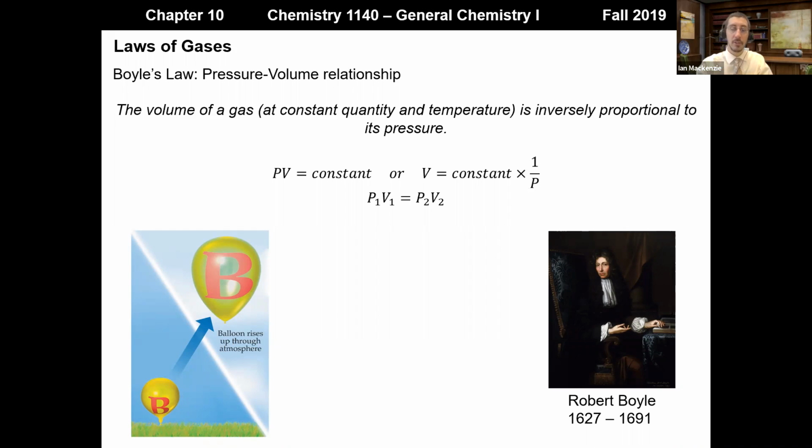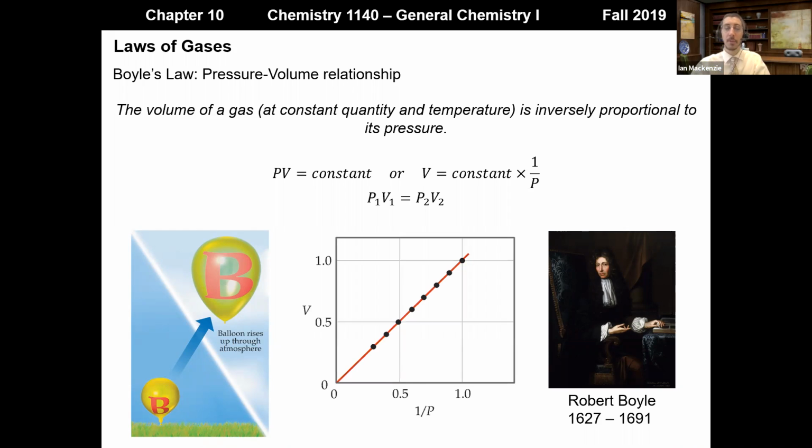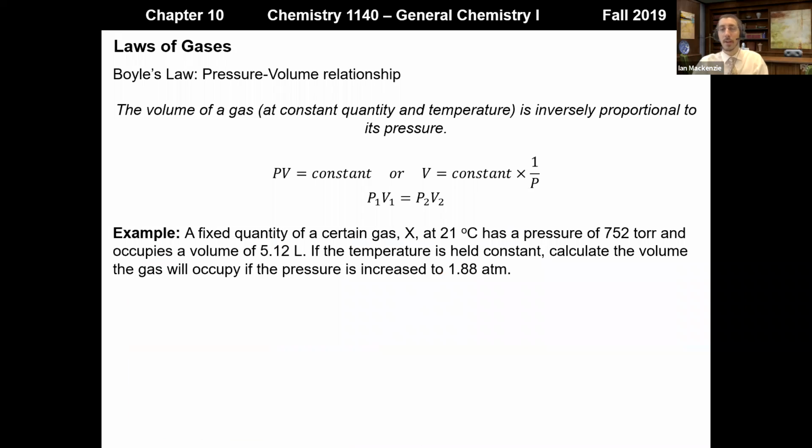And so let's just go through a quick example of this, or what we can see here if we just plot. We can do a graphical representation of this as well, where if we plot volume versus 1 over P, we see a nice linear trend line between these. So there's a good relationship between those two, and it intercepts perfectly with 0. So let's go through an example of this.